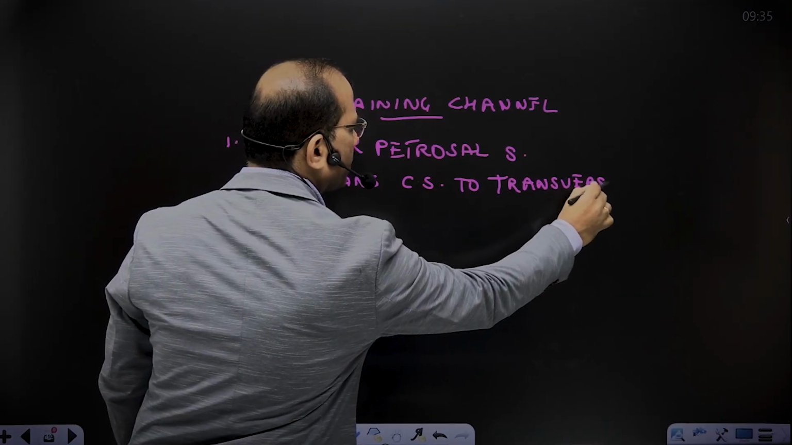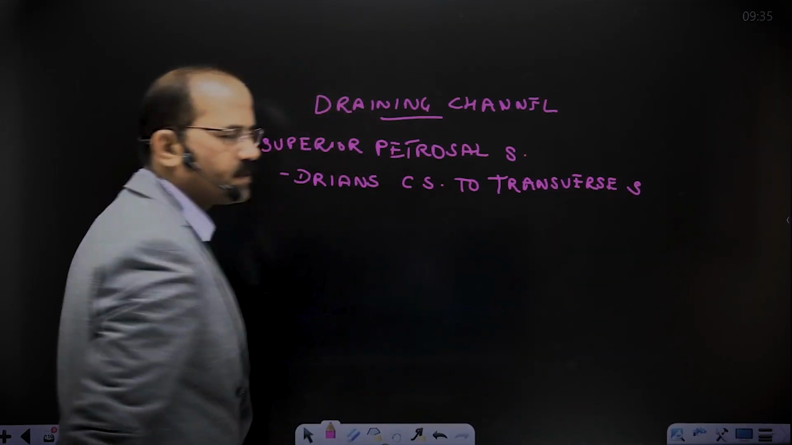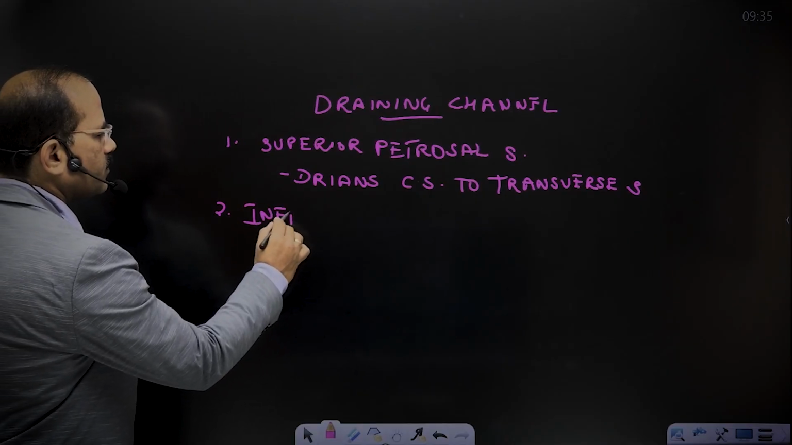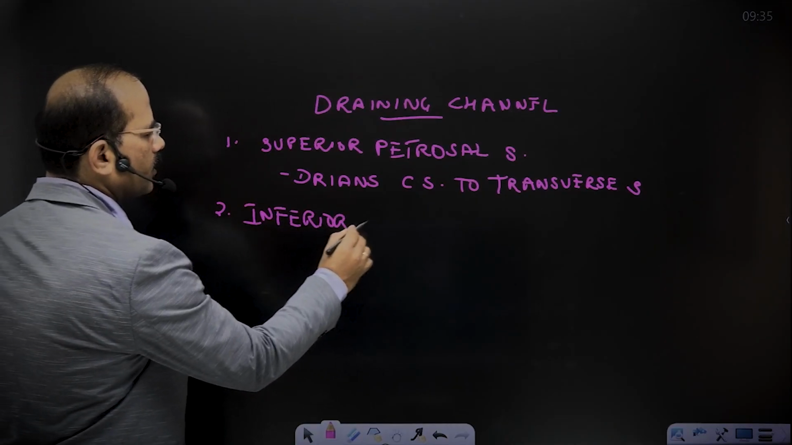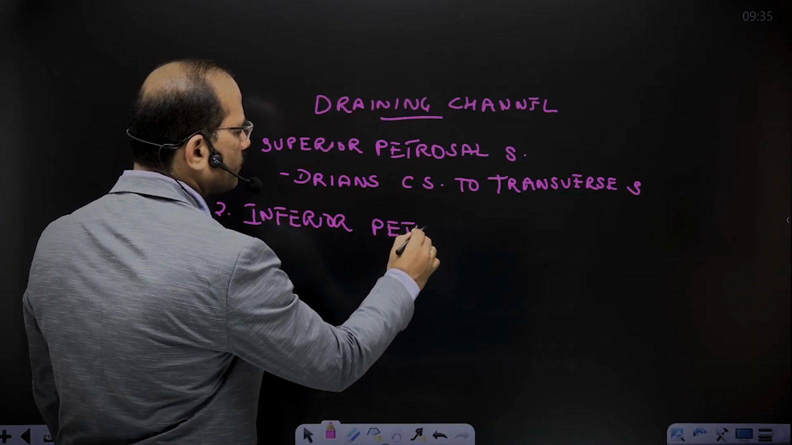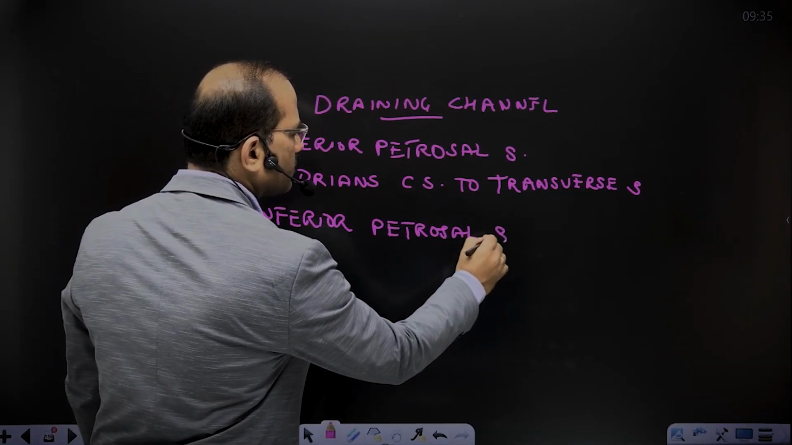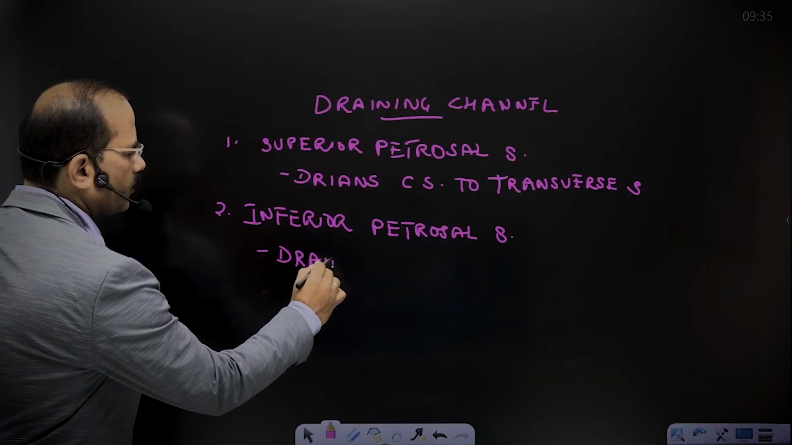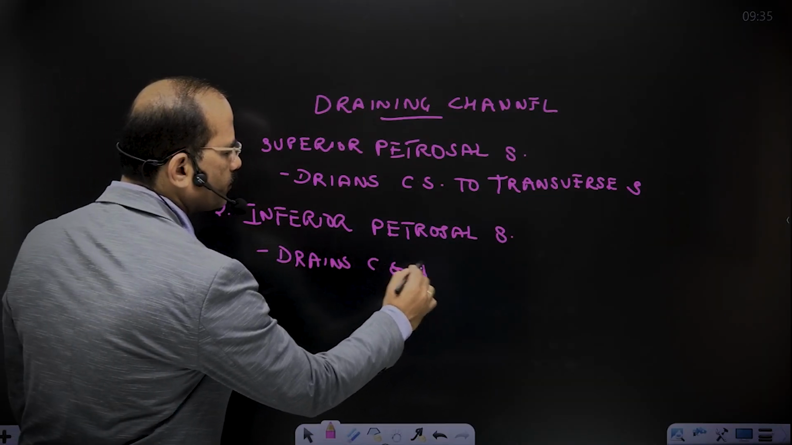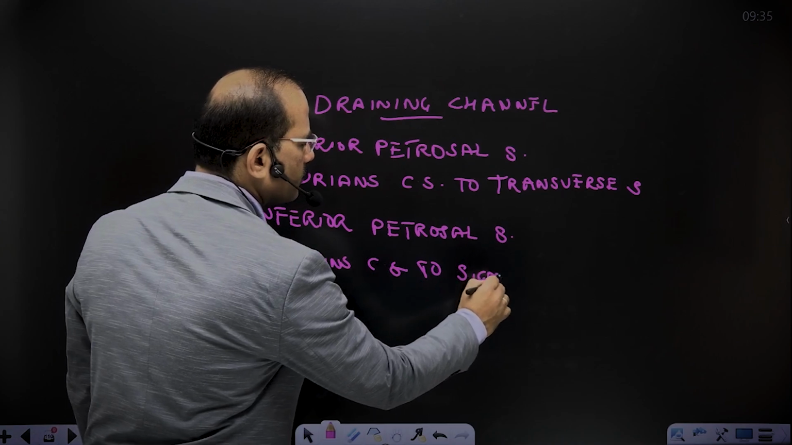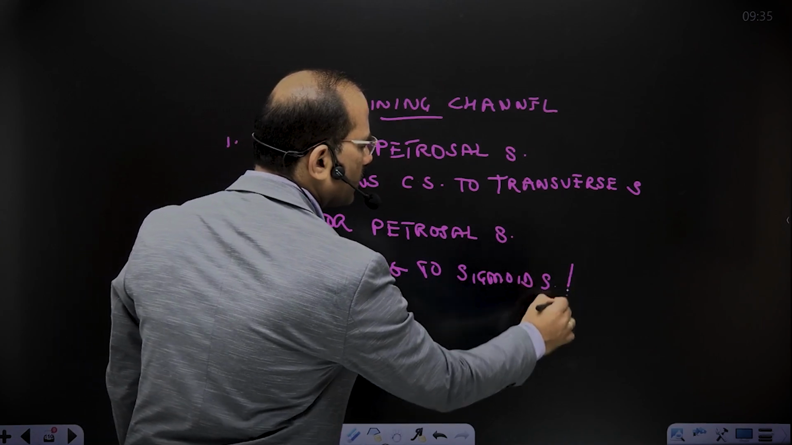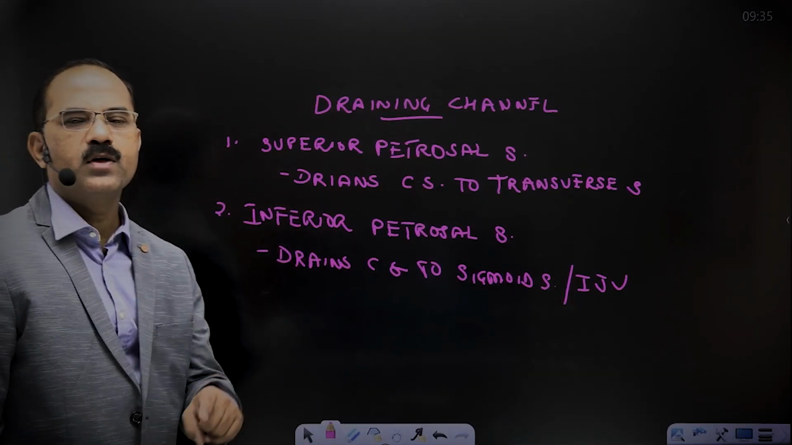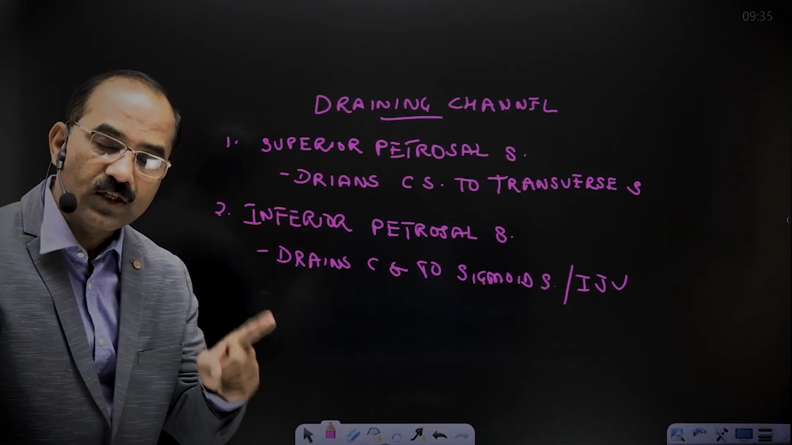Clear? I hope I'm clear to all of you. It drains the cavernous sinus to the transverse sinus. Second, the inferior petrosal sinus. The inferior petrosal sinus drains the cavernous sinus to the sigmoid sinus or internal jugular vein. Whatever option is there, if internal jugular vein is in the option, take it as internal jugular vein.